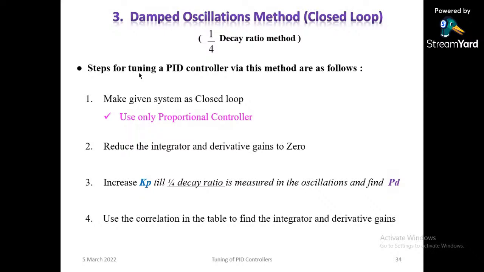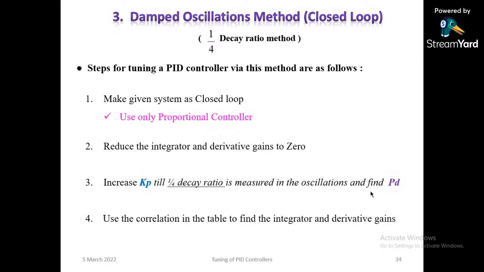प्रत्येक वेळी आधी proportional control वापरायचा. Use only proportional control and reduce integrator and derivative terms to 0. Means I'm using only proportional controller. Now do one thing. Baga, point number 3 is very important. That's why it is called as a 1/4 decay ratio method. Increase the value of KP. आता KP ची value 0 पासून हळूहळू वाढवा. Such that कुठपर्यंत वाढवणार till 1/4 decay ratio is measured in the oscillation. कळलं तुम्हाला 1/4 decay ratio.